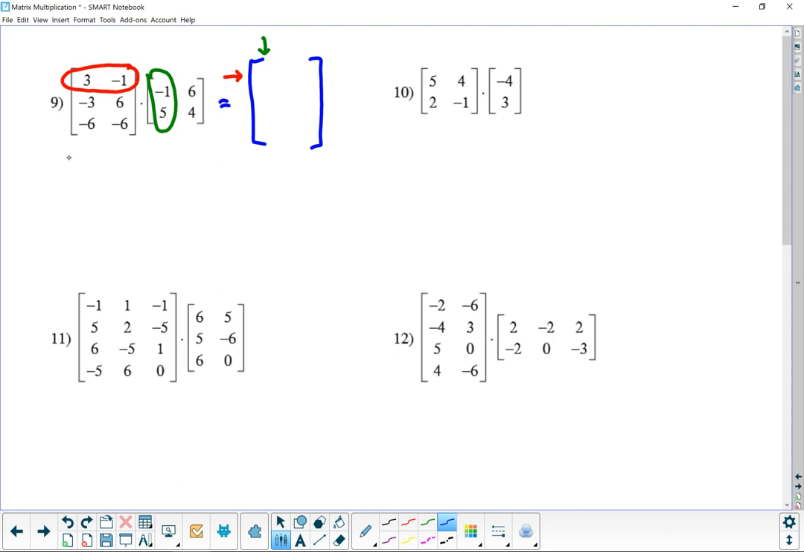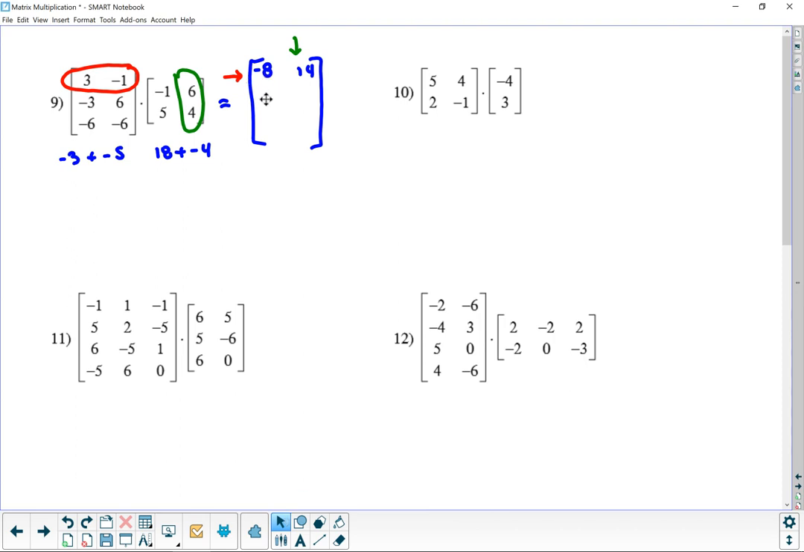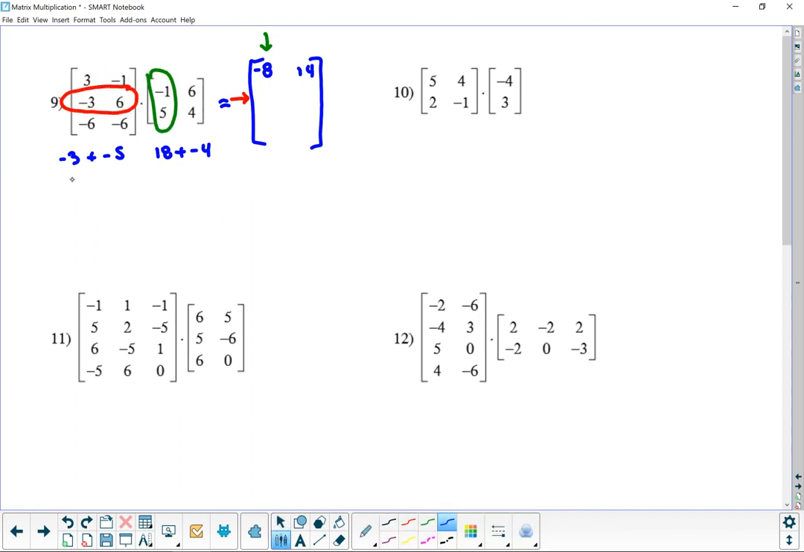Okay, so 3 times -1, -3, plus -1 times 5, -5. Total, -8. Which means I do this next one. Again, 3 times 6, 18, plus -1 times 4, -4. Total, 14. Okay, if I want the next one down, this entry here, row 2, column 1. This will be -3 times -1 is positive 3. 6 times 5 is 30. Total, 33.